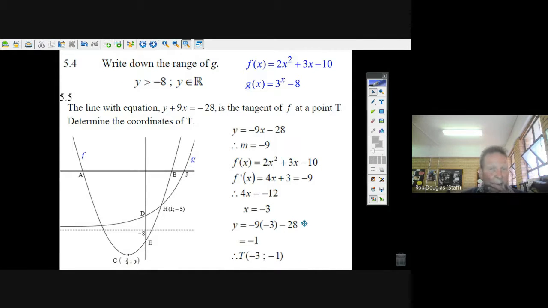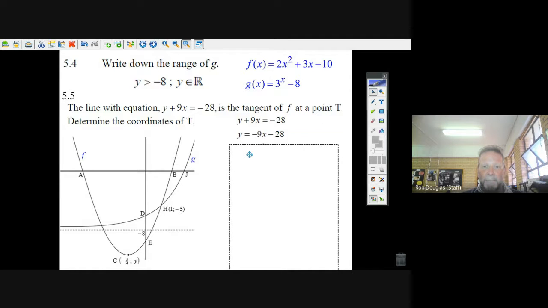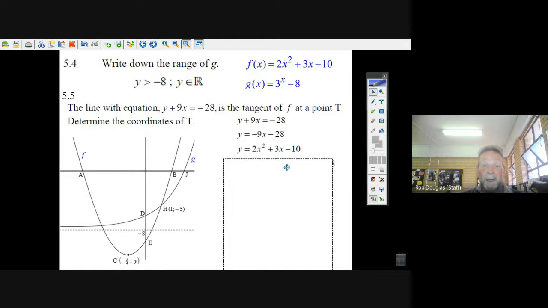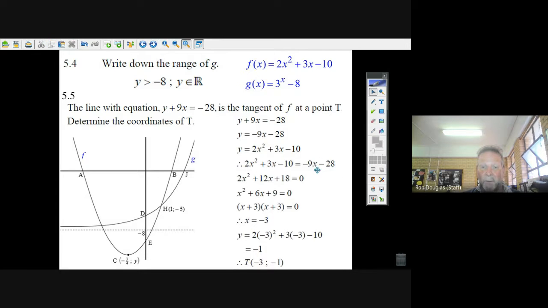Now that's the way I did it when I looked at it, but you could do it another way. If there's a line and it's touching this parabola in one point, you really want to find out where the two equations equal each other. So that's an option. You make y equals -9x minus 28, but you know that y is 2x squared plus 3x minus 10. Just let those two things equal each other and solve the equation.